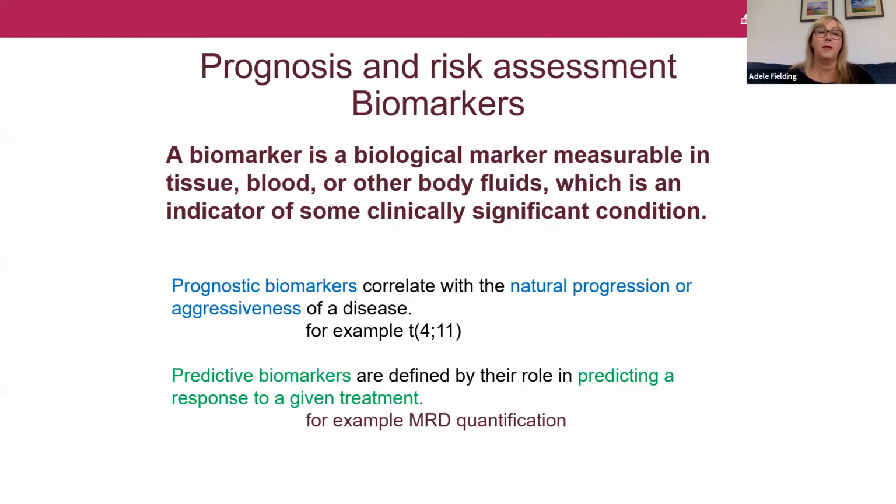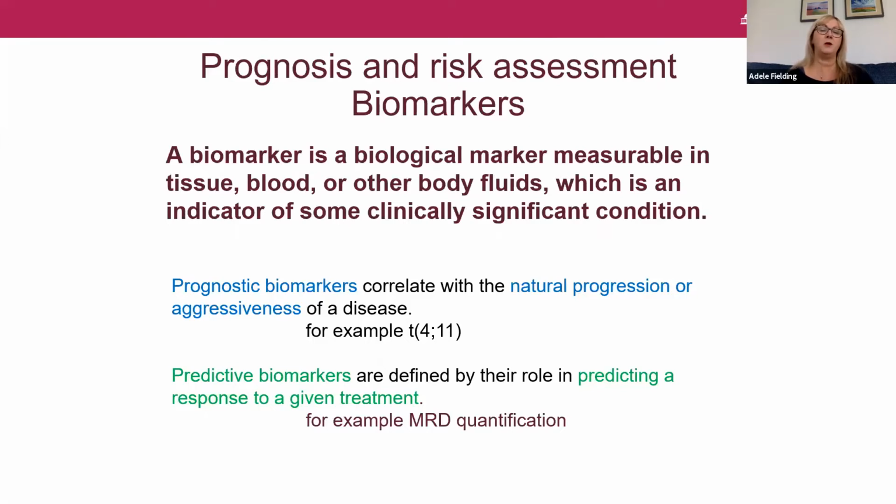There are two types of biomarkers, and this is quite important because they're often confused with each other. Prognostic biomarkers correlate with the natural progression or aggressiveness of a disease. So for example, if you have certain genetic abnormalities in AML, for example, a 4;11 chromosomal translocation, we know that would naturally make your disease more aggressive than if you didn't have that.